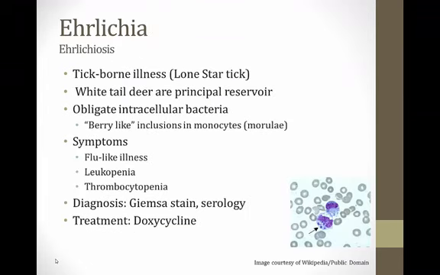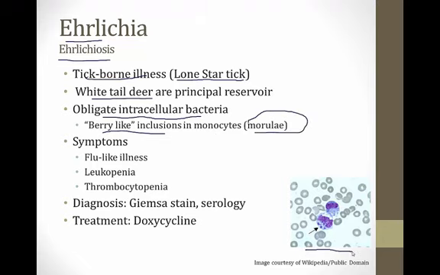Now we're going to talk about bacteria that use something like a tick or a flea or a louse in order to carry themselves from the animal to the human. And the first one is Ehrlichia, which causes ehrlichiosis. This is a tick-borne illness because it's carried to humans by the lone star tick. The white-tailed deer is the principal reservoir, and the tick picks it up from the deer and carries it to humans. Ehrlichia is an obligate intracellular bacteria, and it classically causes berry-like inclusions of monocytes called morulae.